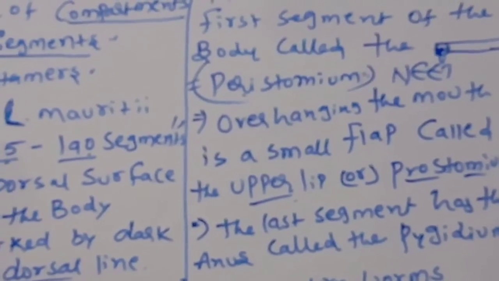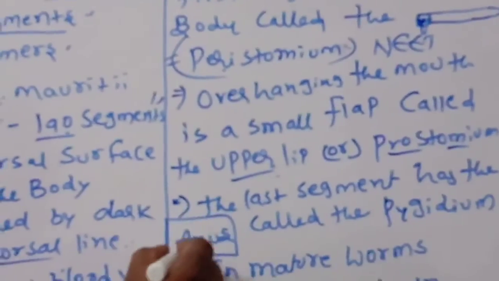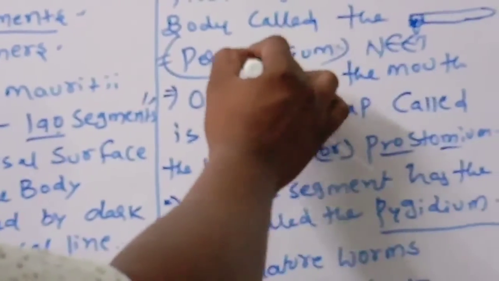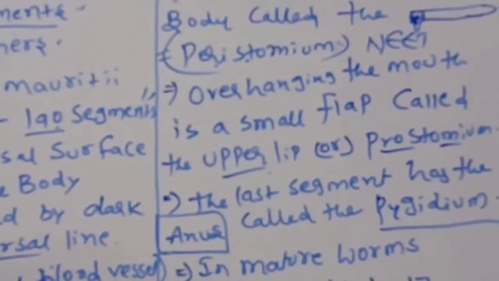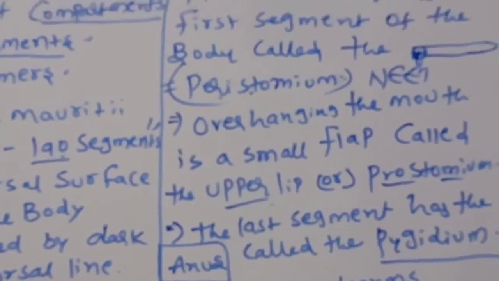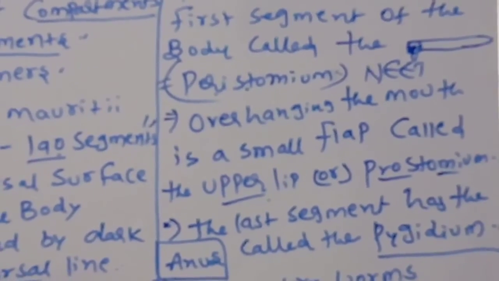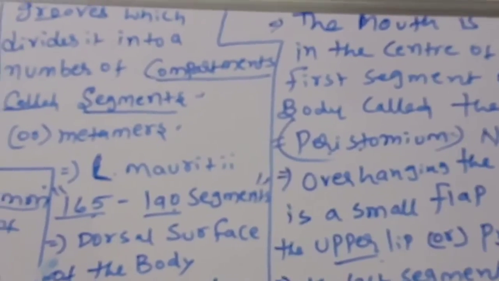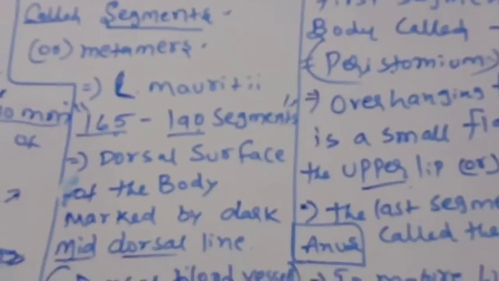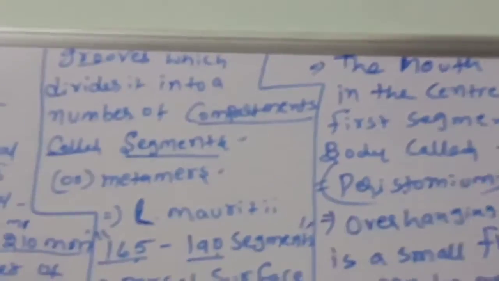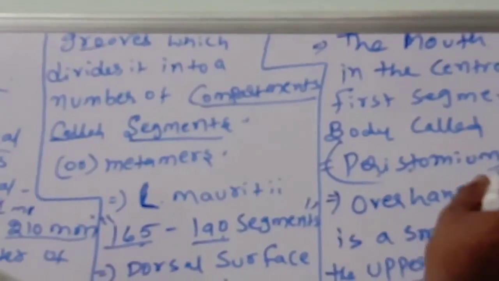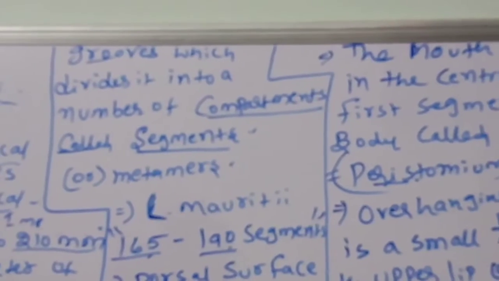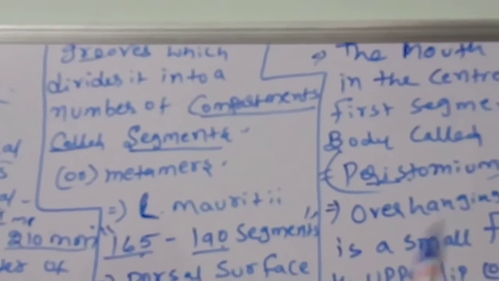The last segment has the anus. You know very well the last segment, with the anus, is called the pygidium. Prostomium, peristomium, pygidium. This point you have to remember. The upper lip is called the prostomium. The first segment is called the peristomium, and the last segment is called the pygidium. Don't confuse them.